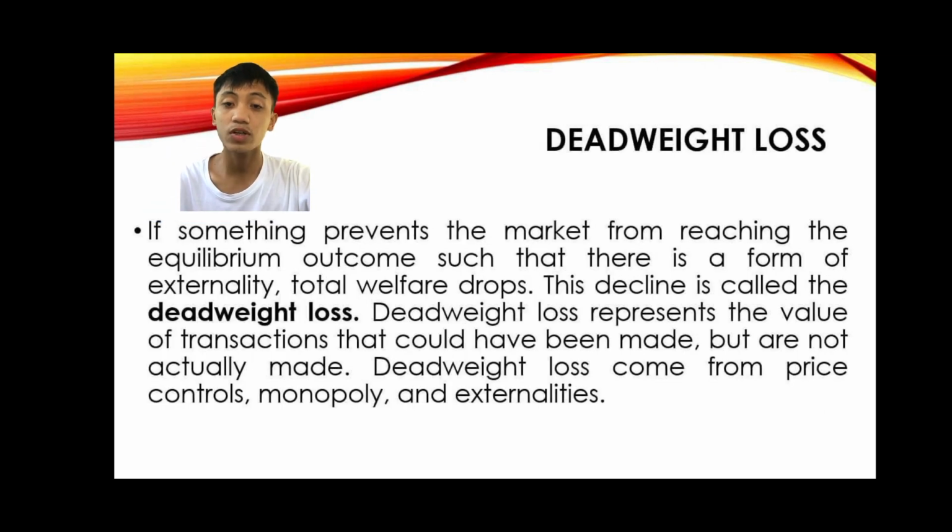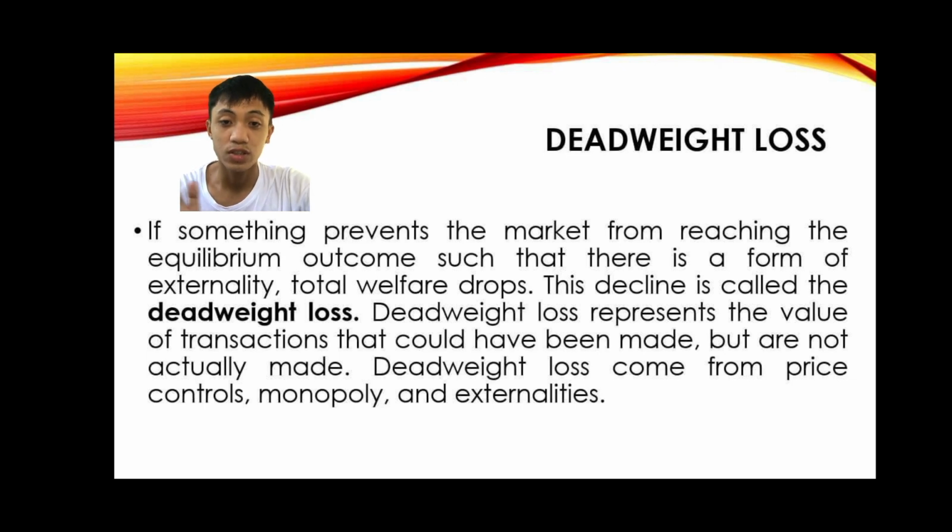Next, we will talk about the deadweight loss. If something prevents the market from reaching the equilibrium outcome, such as a form of externality, total welfare drops. This decline is called the deadweight loss. Deadweight loss represents the value of transactions that could have been made but are not actually made. Deadweight loss comes from price controls, monopoly, and externalities.